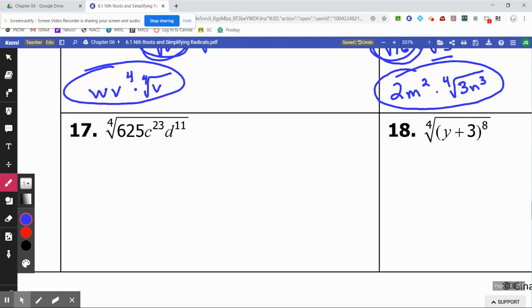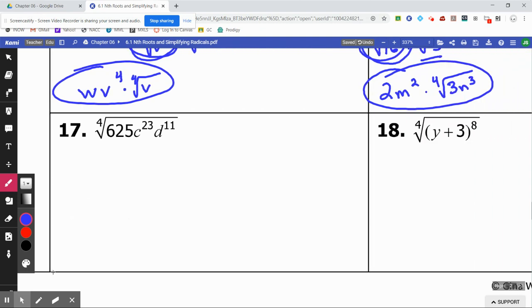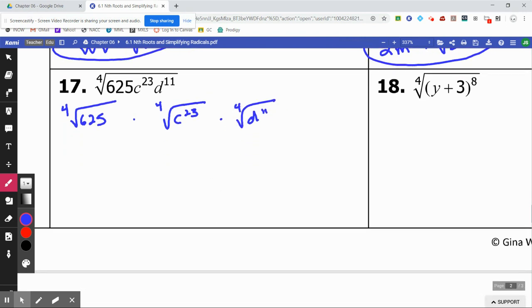Number 17. Another fourth root, and I think we actually know the fourth root of 625, so no simplifying will have to be done there. Times the fourth root of c to the 23rd, which needs to be split into a multiple of 4. And the fourth root of d to the 11th also needs to be split into a multiple of 4. So we know this one already. For the fourth root of c to the 23rd, a number smaller than 23 that I know is a multiple of 4 is 20. So let's split it into c to the 20th and c to the 3rd.